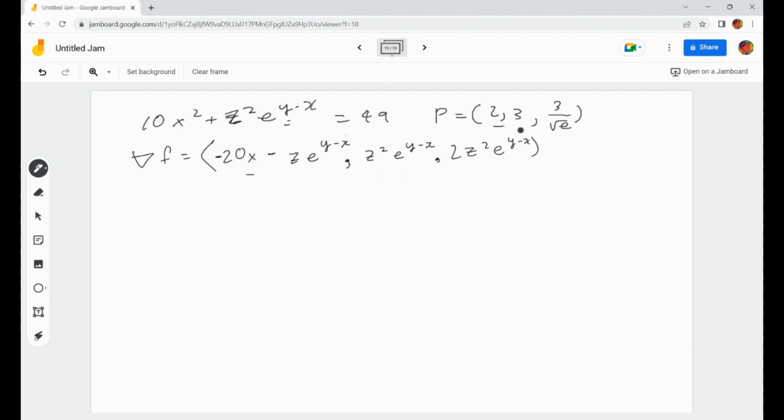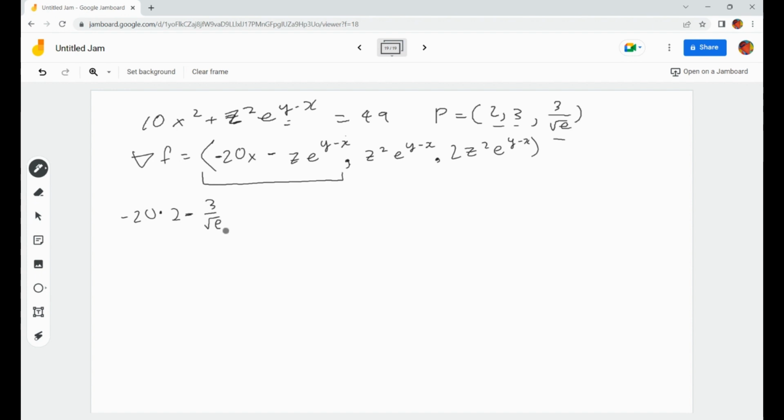There's no constant needed. So now the next thing we need to do is plug in these three, because as I told you last time, plugging these three gives you a large number. Over here, we're gonna start with this one, which is negative 20 multiplied by 2 minus z, which is 3.